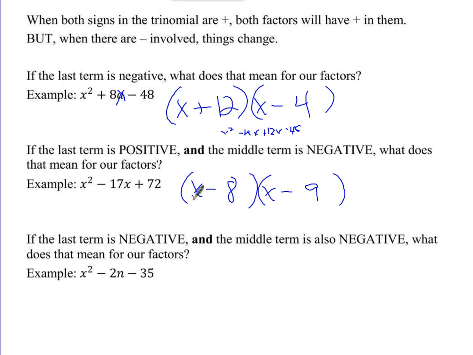Okay, FOIL to check. We have x squared minus 9x minus 8x plus 72. The minus 9x and the minus 8x combine to give me that negative 17x. So that is the correct answer.